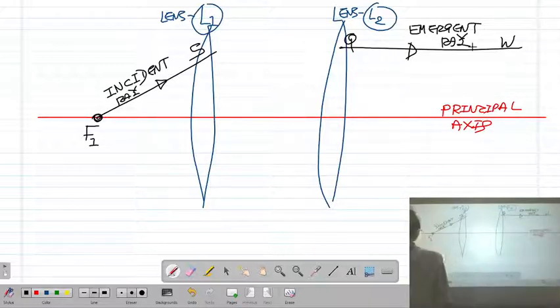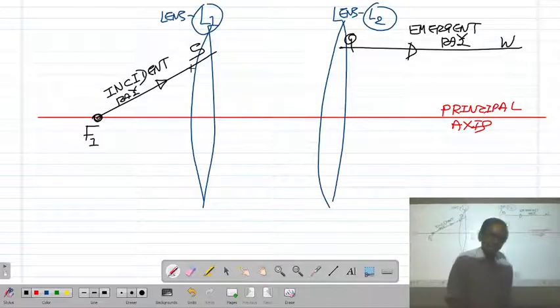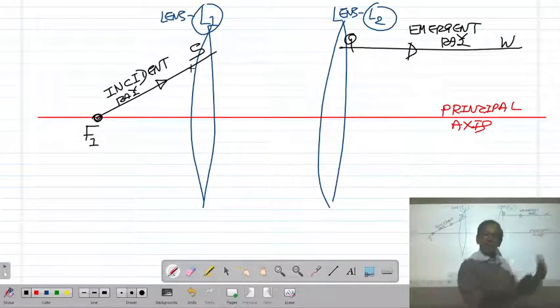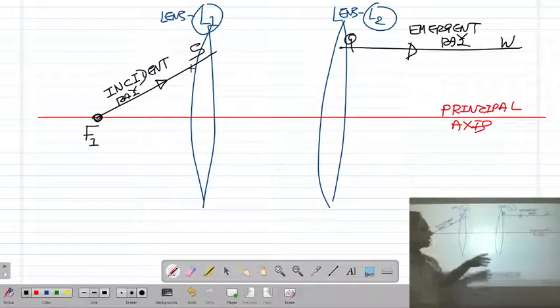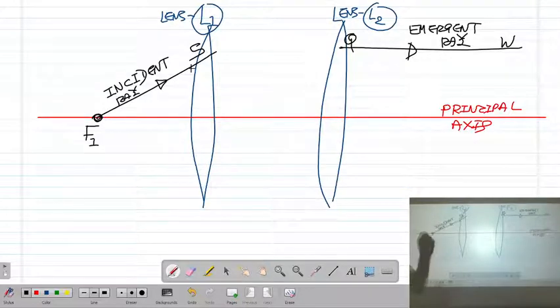What is the property of the first focal point F1? The ray emitted from the first focal point F1 becomes parallel after undergoing refraction in the lens system. This is the property of the first focal point: any ray emitted from the focal point becomes parallel after refraction. Any ray starting from the focal point F1 and incident on the lens system, after undergoing refraction, always travels parallel to the principal axis. So this F1 is called the first principal focal point.